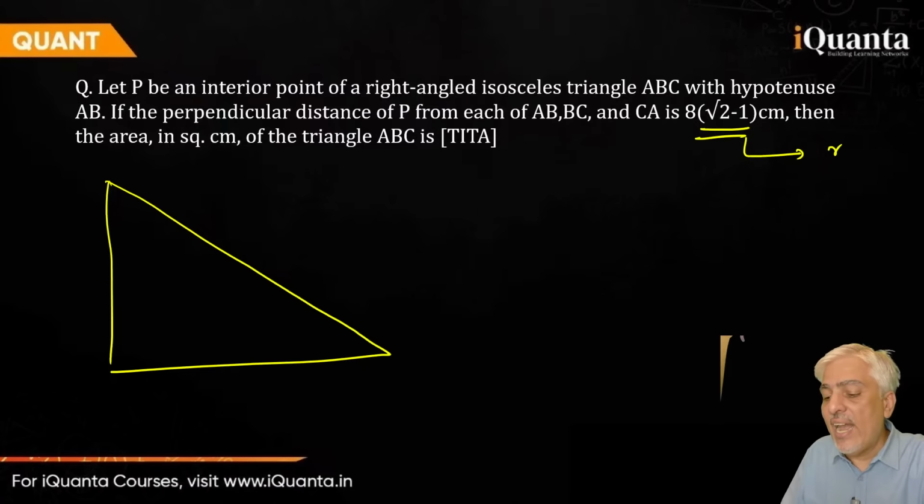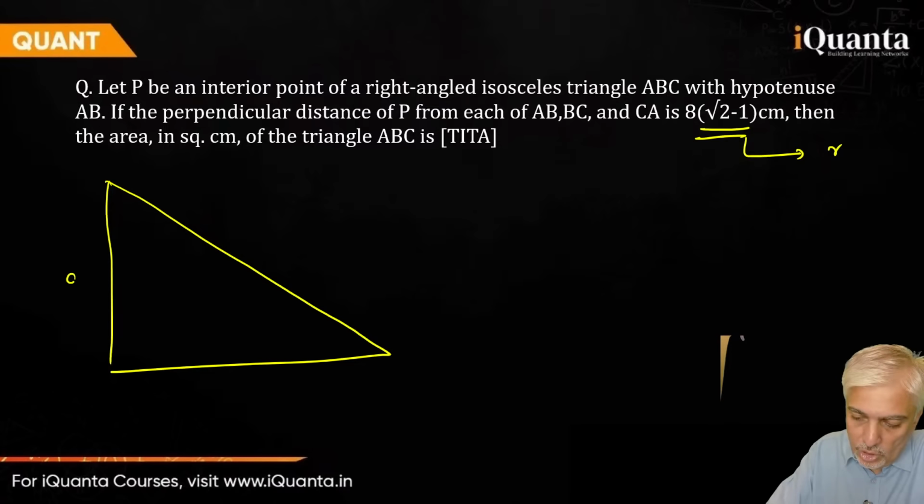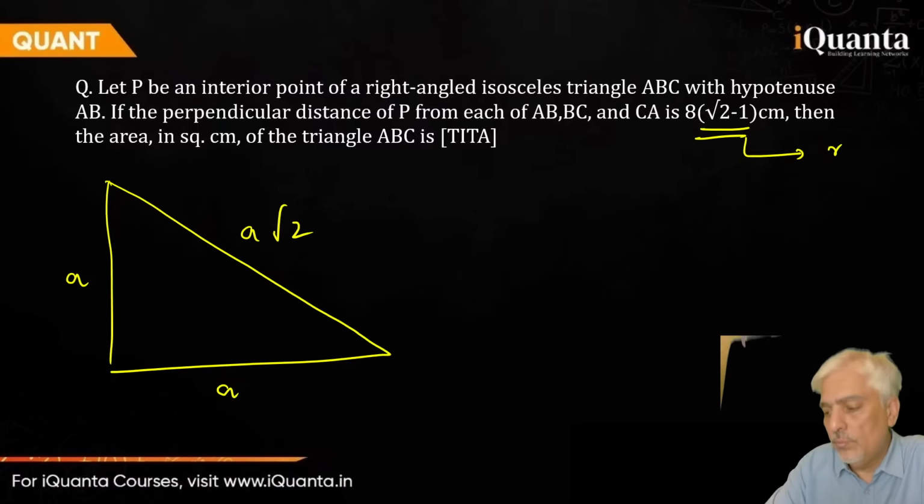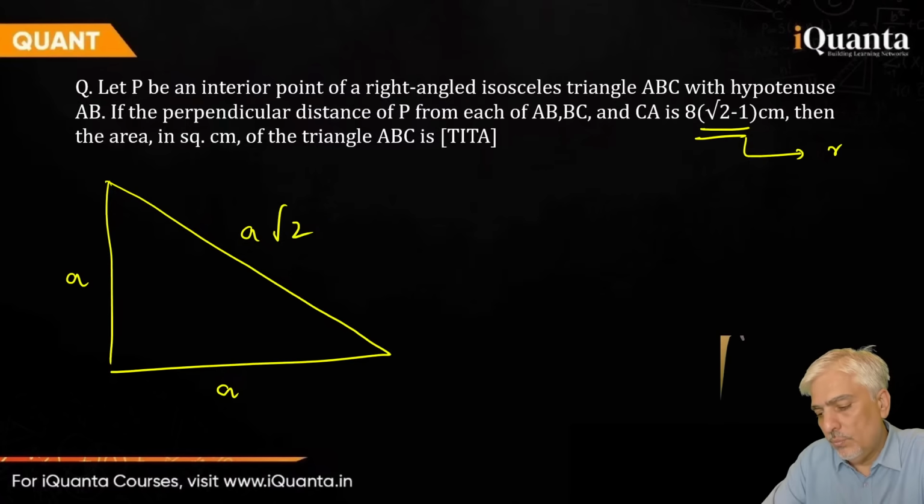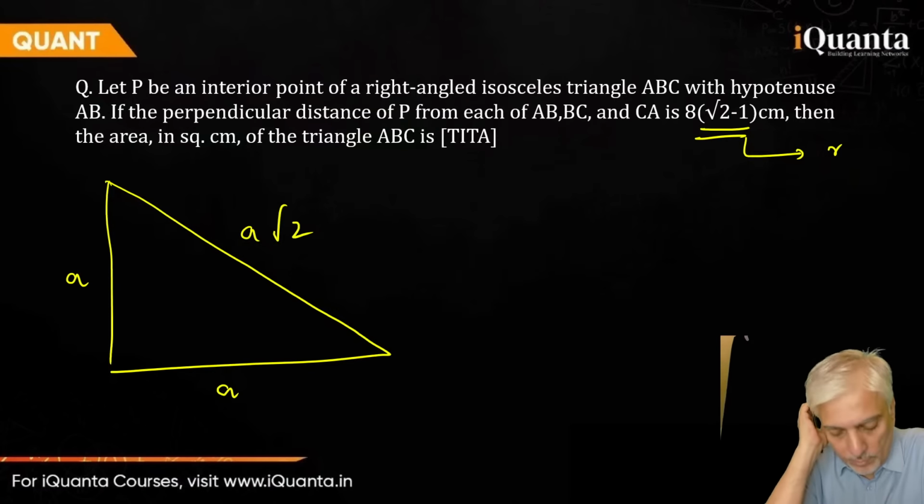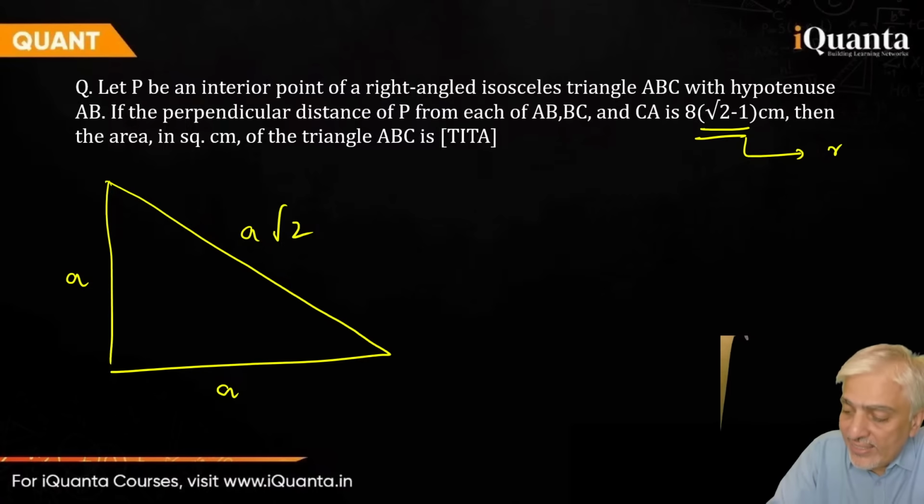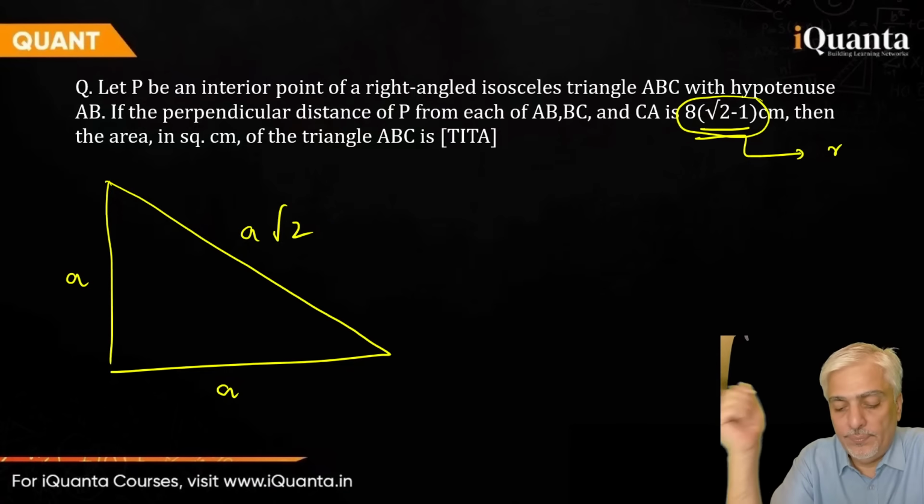Right angle triangle isosceles. So if this side is A, this side is A, this side is A root 2. Isosceles right angle triangle, three sides are A and A root 2. And in radius is 8 into root 2 minus 1. Did you all understand why this is in radius? Because it is a point from where all the perpendiculars are equal.